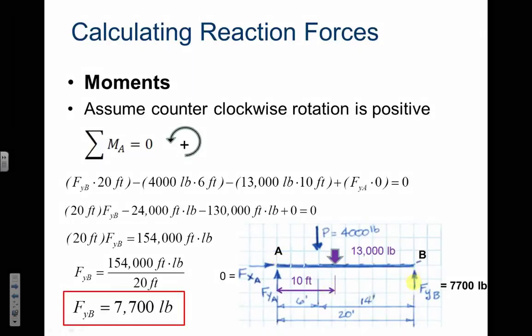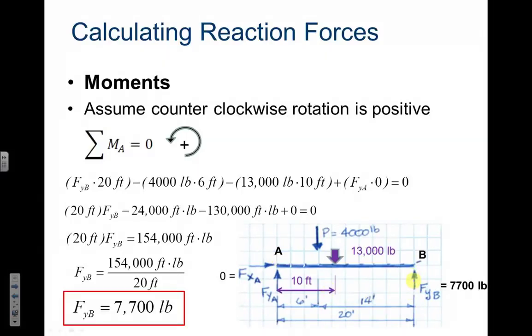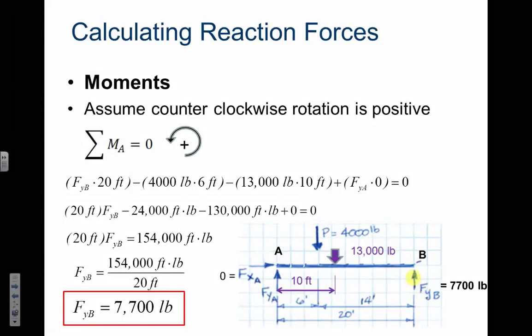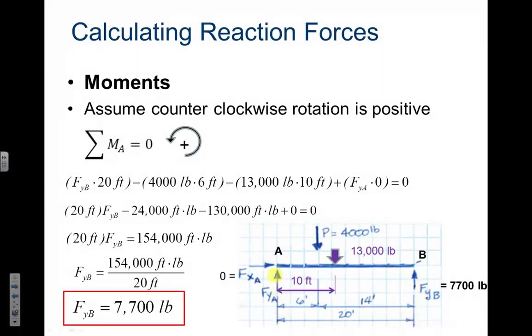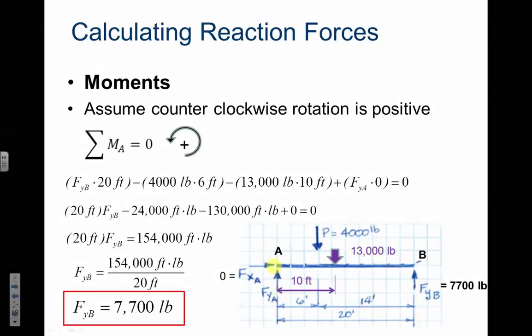FYB, we don't know it, but we still need to take it into account. FYB is the force, and its perpendicular distance to the pin is 20 feet. That's how they get FYB times 20. Why is it positive? Because if you think about it, it's rotating counterclockwise. We just said counterclockwise is a positive moment.